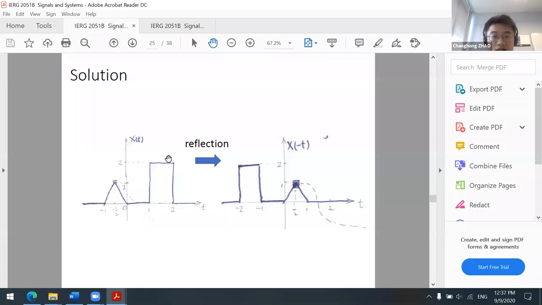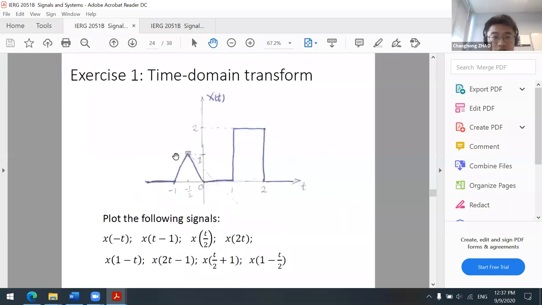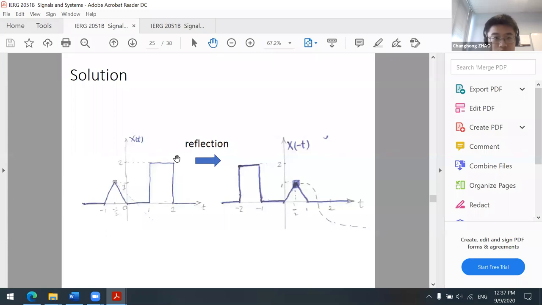Let's now come back to the exercise for continuous time signal time domain transformation. We have this continuous time signal. Let's look at its different transformations. The first one is just using the definition of reflection, so make it like a mirror, mirroring along the vertical axis. The square, which was originally on the right, we move it to the left. This triangle, we move it to the right.